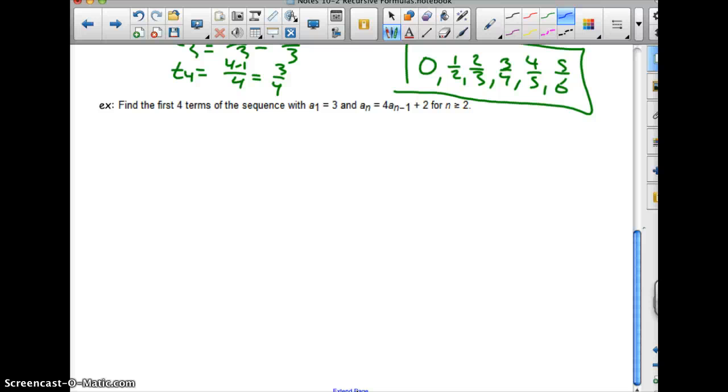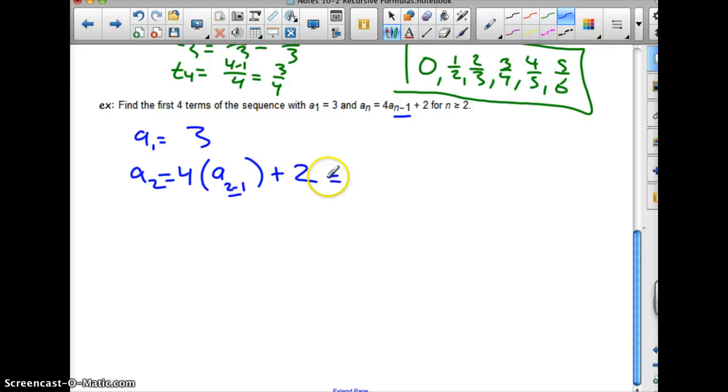Okay, so again, I'm going to start with a sub 1, which is given. That is just 3. A sub 2 is going to equal 4 times a sub 2 minus 1. And that could be n plus 1, it could be n minus 2, it could be n plus 3. You just have to follow the formula that you're given. So I took this n minus 1 and it became 2 minus 1 for the second term.